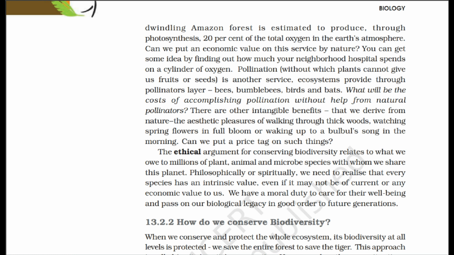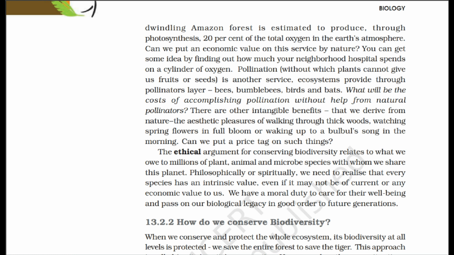Pollination, without which plants cannot give us fruits or seeds, is another service ecosystems provide through pollinators: bees, bumblebees, birds, and bats. What will be the costs of accomplishing pollination without help from natural pollinators? There are other intangible benefits that we derive from nature: the aesthetic pleasures of walking through thick woods, watching spring flowers in full bloom, or waking up to a bulbul's song in the morning. Can we put a price tag on such things?